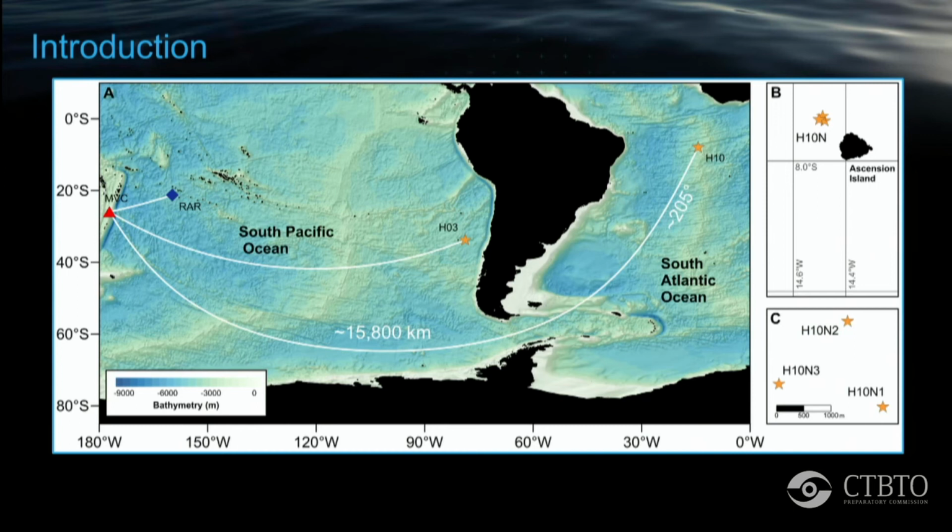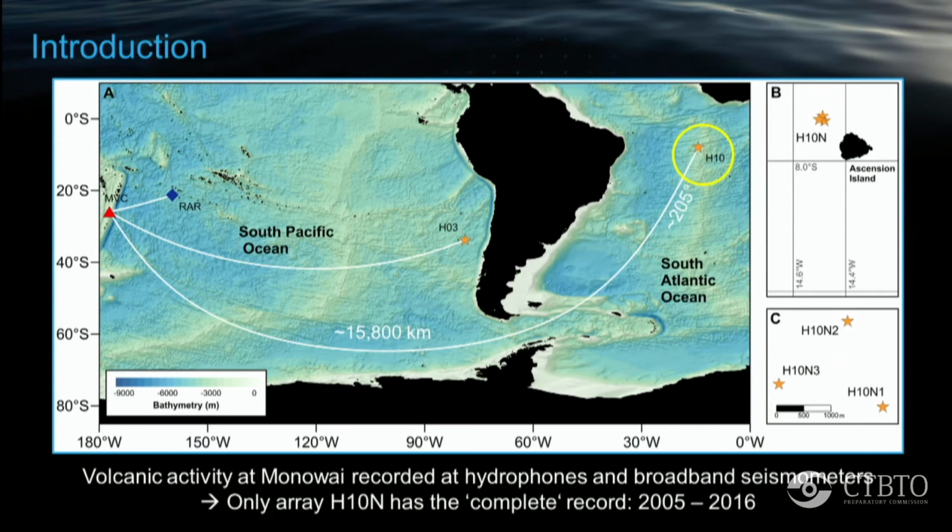So for this talk, we're only going to focus on the northern array of Ascension Island. The reason being that it has the so-called most complete record. It's the only array out of the four arrays located at those two stations that has continually been working for the last 11 years or so. The other reason why I prefer to work on the northern array rather than the southern array, which would be located somewhere down here, is that the southern array gets a lot of ice noise from the Southern Ocean. And that ice noise is effectively blocked out by the bathymetry of Ascension Island over here, as we will see later on.